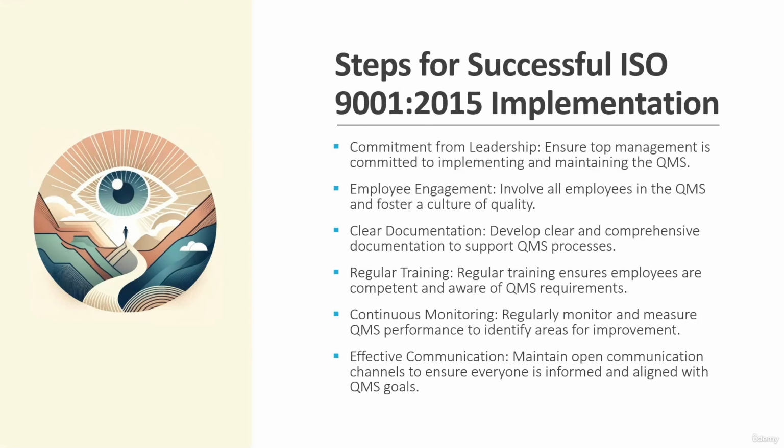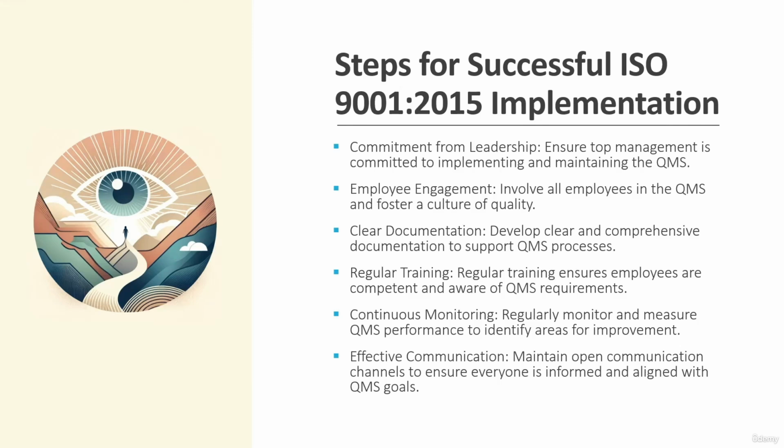Now here are some thoughts on implementing ISO 9001. If a company has to implement 9001, how do they start with that? I'm not going into the details of that. This is just a quick overview. When you want to implement the ISO 9001 standard, the first thing is the commitment of leadership. The next thing is employee engagement. Here you want to involve employees in the quality management system and foster a culture of quality improvement.